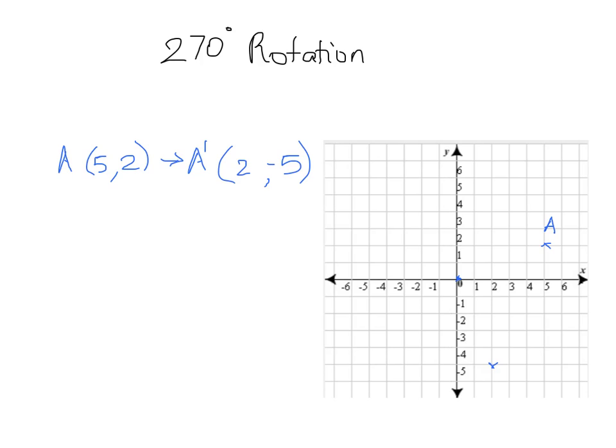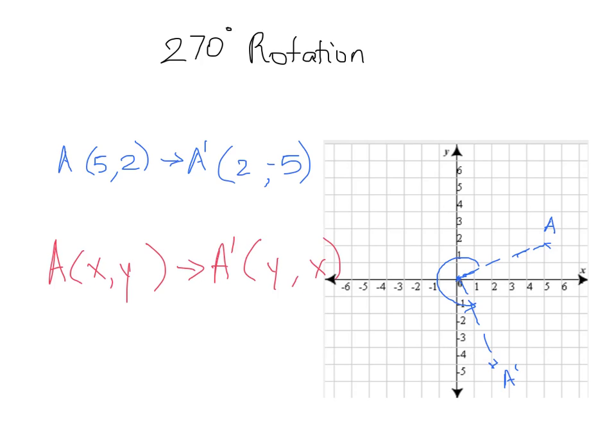And let's see if that makes sense. The line going from the rotation center is right there, and then to the image is right here. And that is in fact 270 degrees. All right, so let's write the rule down. If A is (x, y), then the image will be, we're switching the order, so (y, x), but our X will be negative. All right, so that's how you do your rotations in your coordinate plane. That's it.